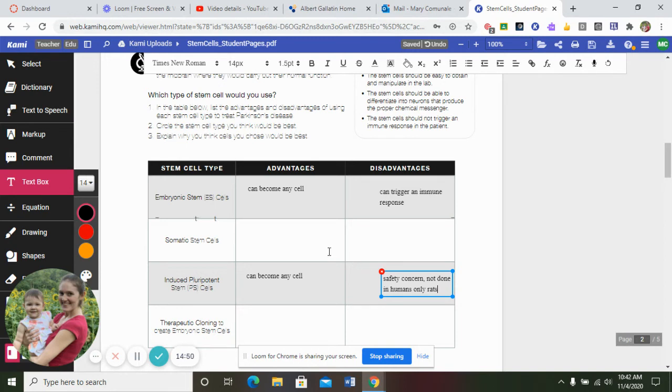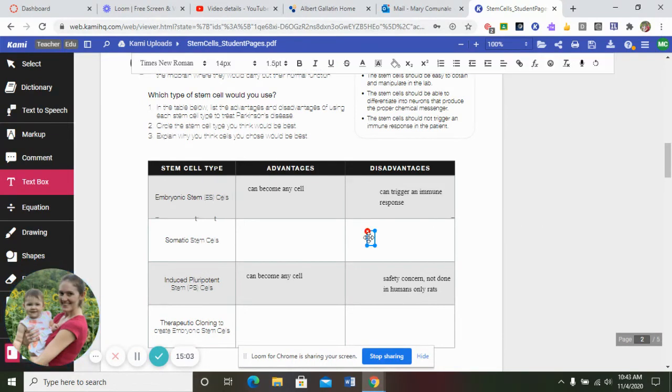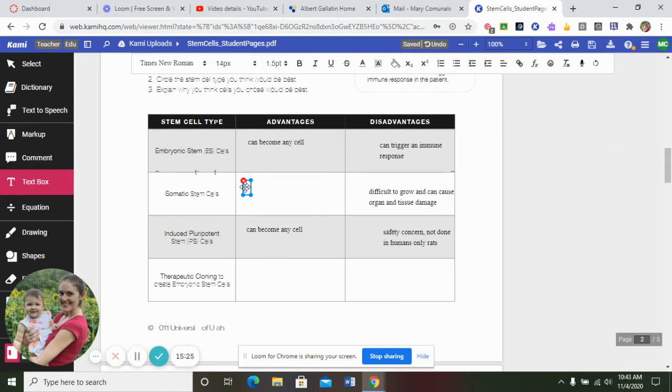The somatic cells are difficult to grow and obtain. And they can cause organ or tissue damage. An advantage to an adult stem cell: we know that they produce blood cells, which could potentially work their way up to the brain, I suppose.